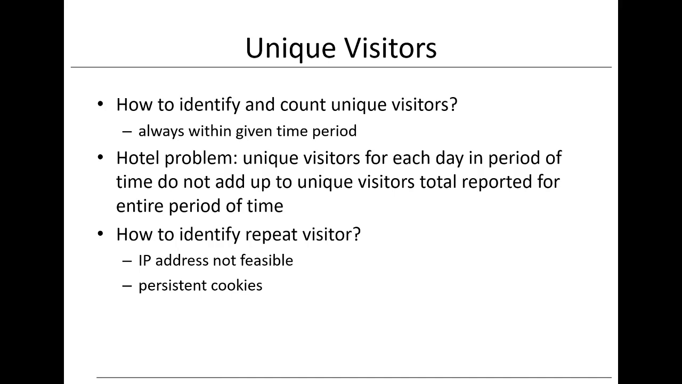Another point worth mentioning is the well-known hotel problem, stating that the number of unique visitors for each day in a specific period of time does not add up to the total unique visitors reported for an entire period of time, say a month for example, since the same visitor can visit the site on different days of the month and should thus not be double counted when looking at monthly statistics. A key problem is how to identify a repeat visitor. Using the IP address is not feasible since this may change in time. Another option is to use persistent cookies, but this is also not fault-proof.